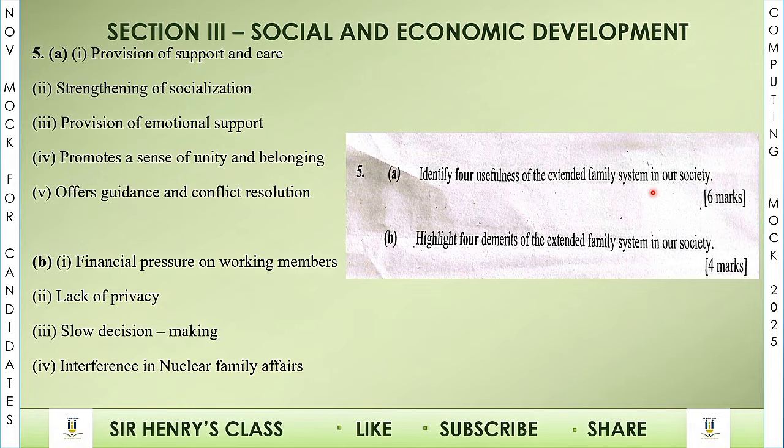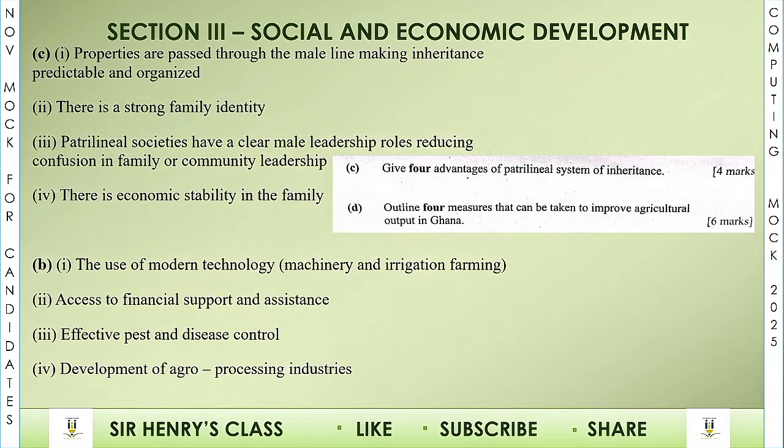Now 5A says identify 4 usefulness of the extended family system in our society: provision of support and care, strengthening of socialization, provision of emotional support, promotion of a sense of unity and belonging, among others. 5B says highlight 4 demerits of the extended family system. So financial pressure on the working members, lack of privacy, slow decision making, interference in nuclear family affairs.